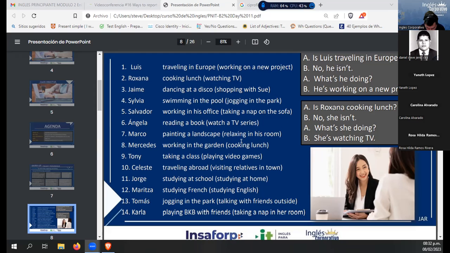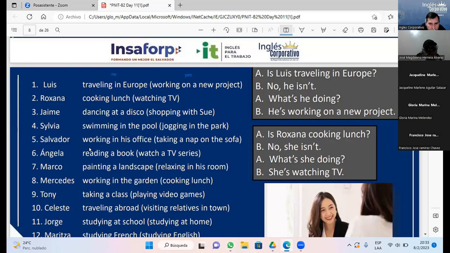Siguiente es Silvia. Is Silvia swimming in the pool? ¿Con quién va Carolina? ¿Con Edwin? Con Janet. Bueno. No, she isn't. What's she doing? She's taking a nap on the sofa. Es la número 5. Sí. Vamos al número 6.